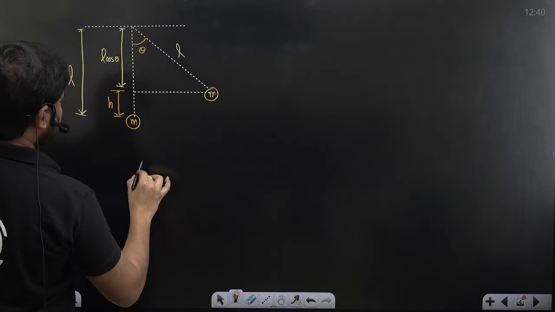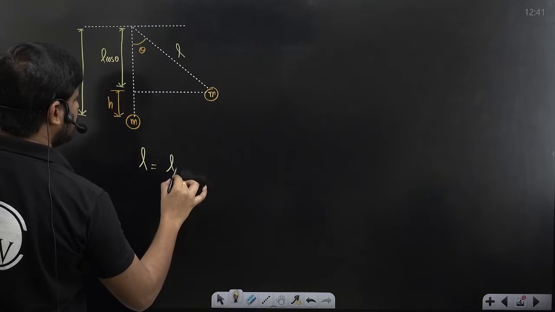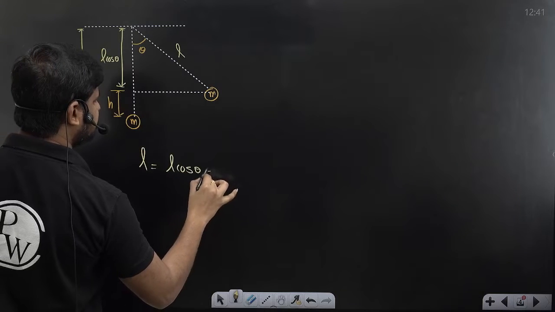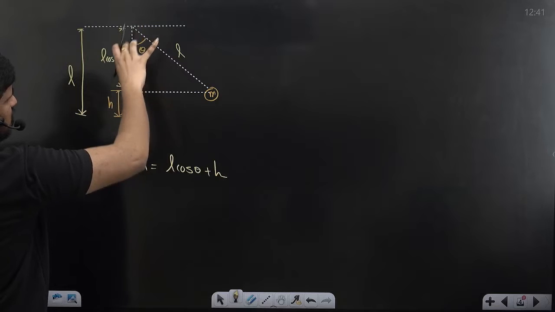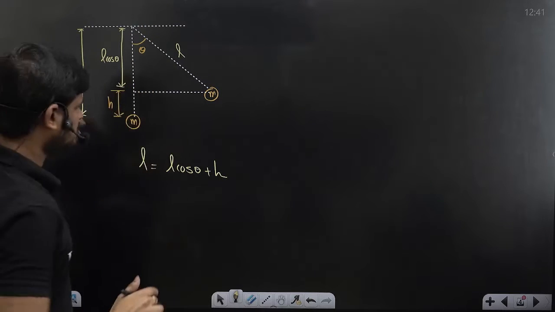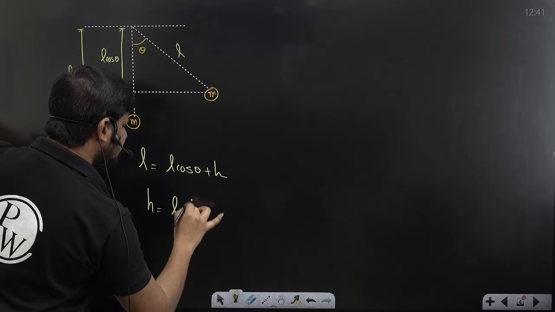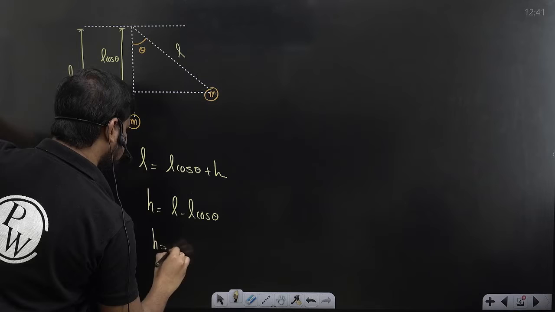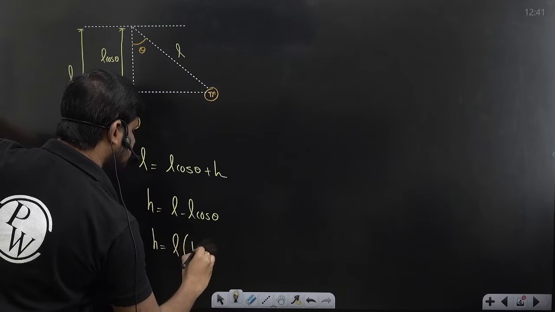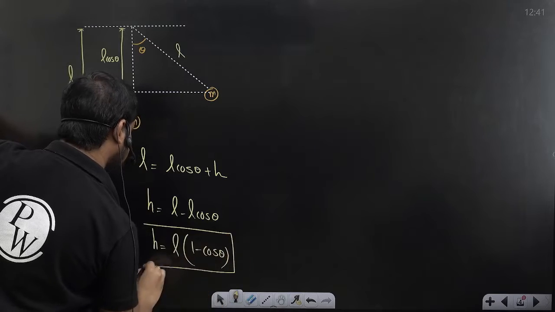So shall I say that the total length L will be equal to L cos theta plus H. See here, the length L cos theta is from here to here, and H is from here to here. So we need the H. So H is equal to L minus L cos theta. Taking L common, H is equal to L times 1 minus cos theta. This is the H value.